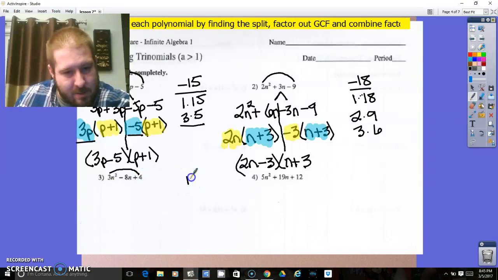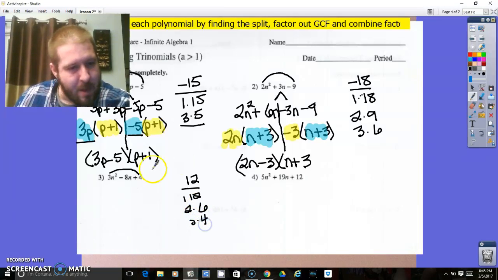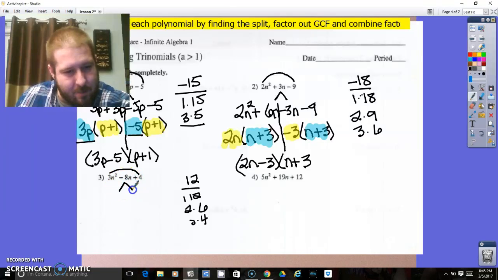3 times 4 is 12. So it's either going to be 1 times 12 or 2 times 6 or 3 times 4. And it looks like it's going to be 2 negatives because it had to be equal to a negative here. So it's negative 2n minus 6 more n. And that does equal negative 8n. I can bring down the right side and the left side.